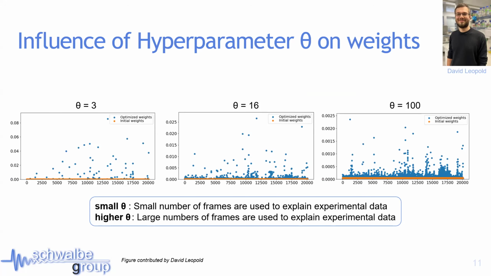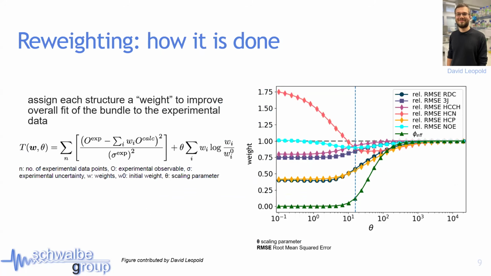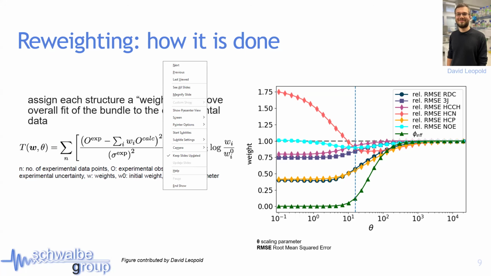If we use a very high theta, then a lot of frames are getting low weights, so they are included in our description, but they're really not contributing that much. So we really want to choose the elbow point here, where we have a balance of frames that are actually having significant weights, so significant contributions to explain our experimental data, but we don't get too many frames that are basically not that relevant to describe our experimental data. Oops, sorry.